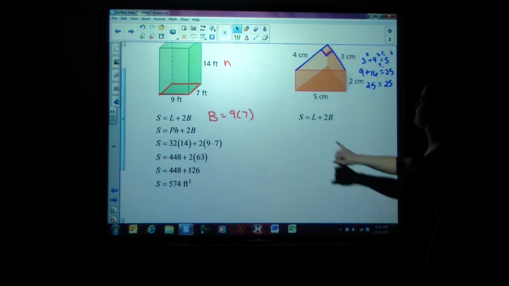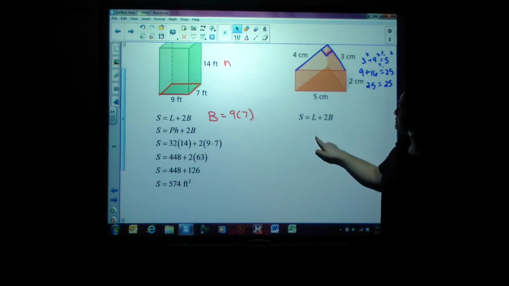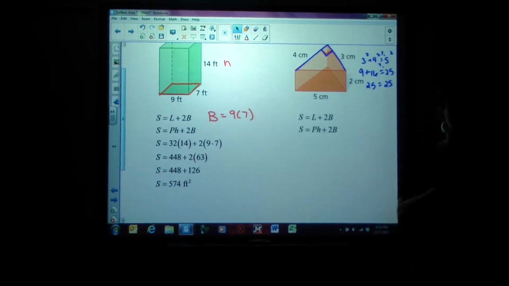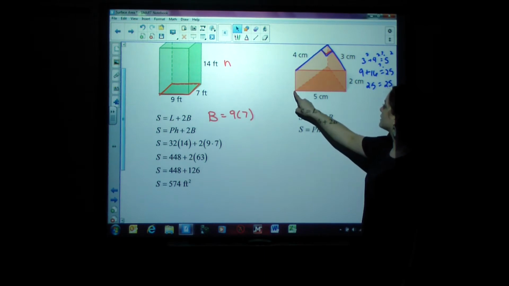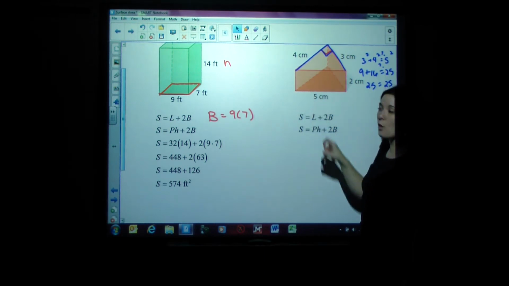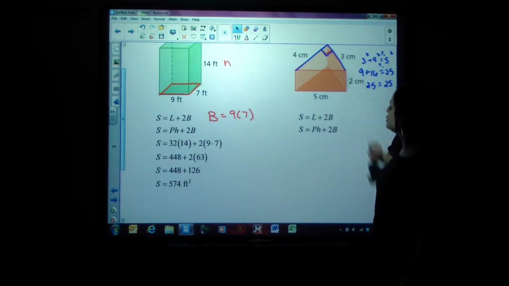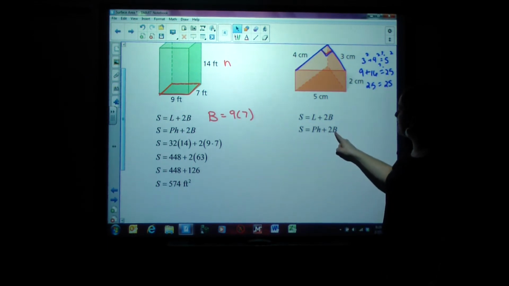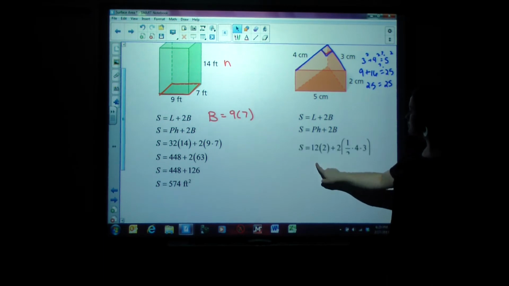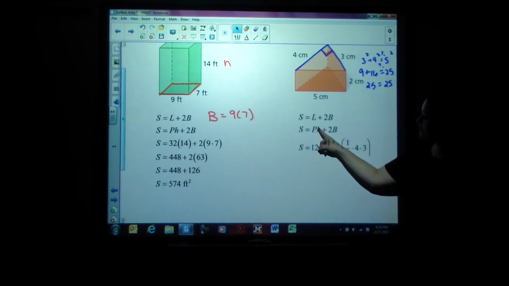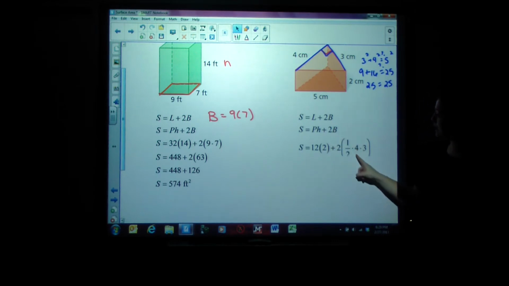Okay, here we go. Remember, surface area is lateral area plus 2 times the base. Lateral area is found by taking the perimeter of the base times the height. That's going to be the area of all these rectangles around it. So perimeter is going to be 5 plus 3 plus 4. We're going to have 12 there. Height, 2, plus 2 times the base. Well, capital B is the area of the base, and that base is a triangle. So we're going to need to take 1/2, 3 times 4, which is what we should see here. Perimeter of 12, height of 2, plus 2 times the area of that triangle, which is 1/2 times 4 times 3.